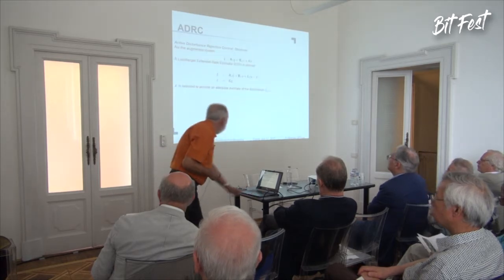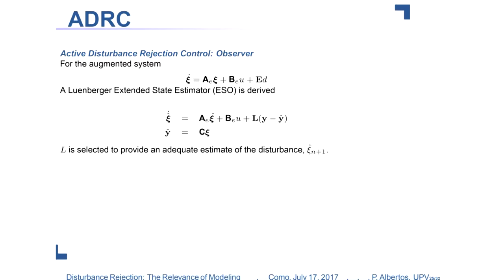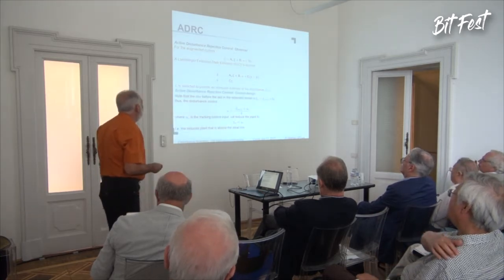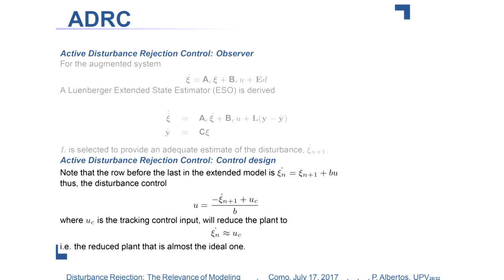By this extended, augmented system, we introduce an estimator, a Luenberger extended state estimator. L is selected to provide an adequate estimator of the disturbance. And then we control. Once we have estimated the disturbance, we apply the control just to cancel the effect of the disturbance. And then we remain with a chain of integrators, which is the ideal one.